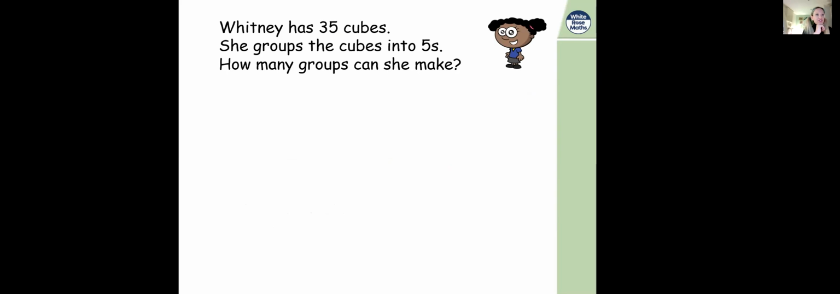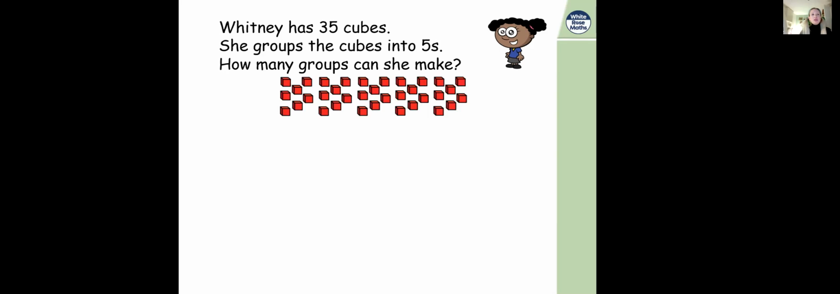Whitney has her 35 cubes out again, and she groups those cubes. She groups the cubes into 5s. So she's having 5 in each group now. How many groups can she make? There's her cubes. There's all 35 that she's got back. Now watch how she groups them. And remember, she's grouping them into 5s.